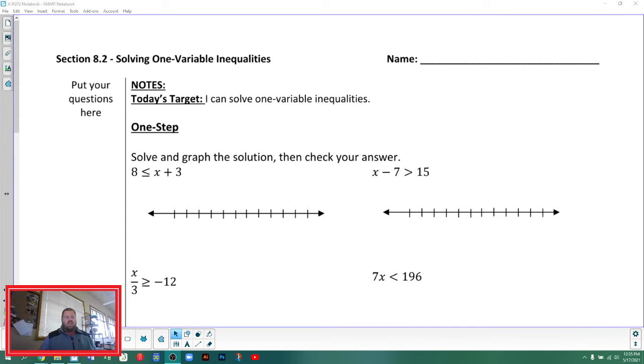Hello and welcome to the section 8.2 lecture today for Algebra 1 Part 2. Today we're going to be looking at solving one variable inequalities.